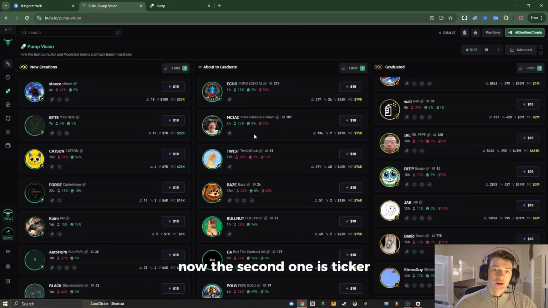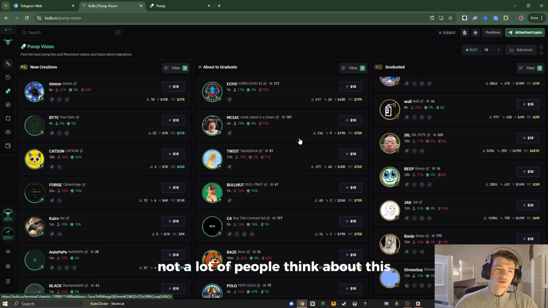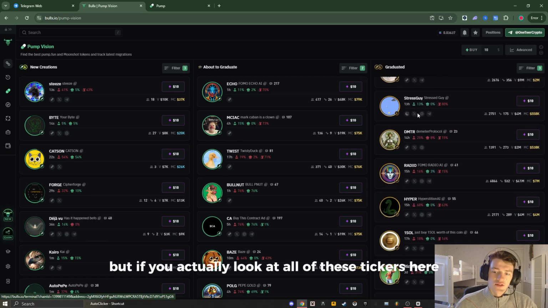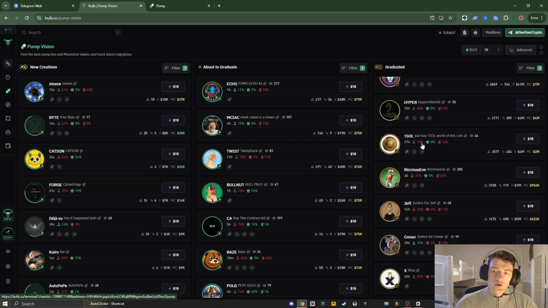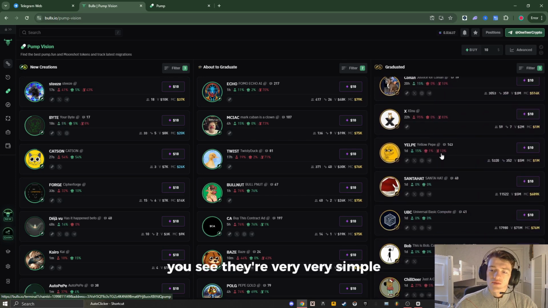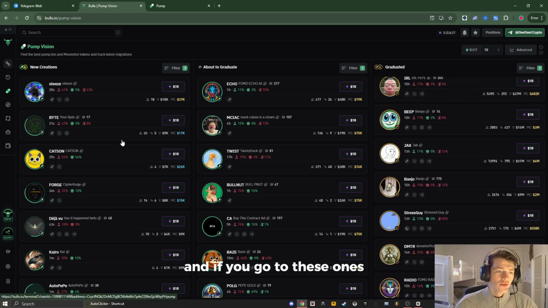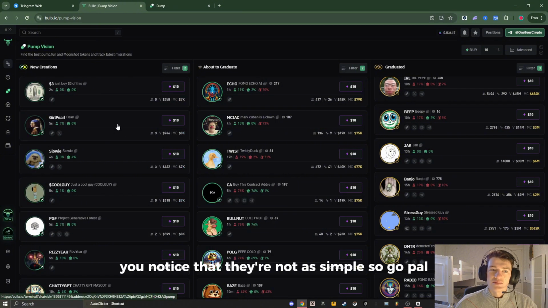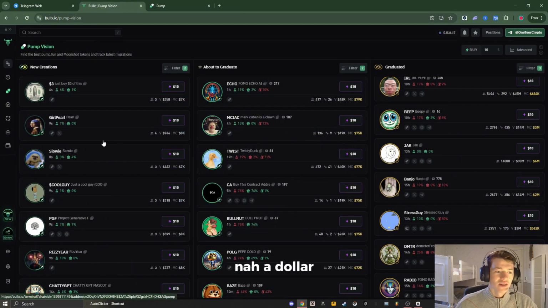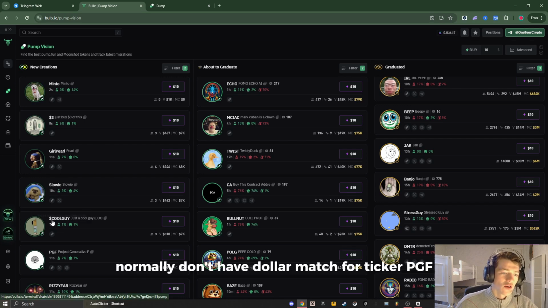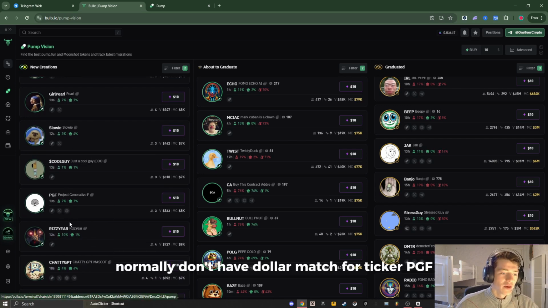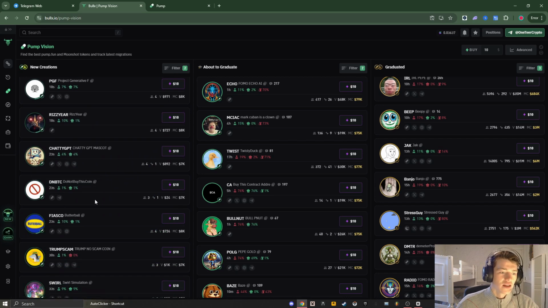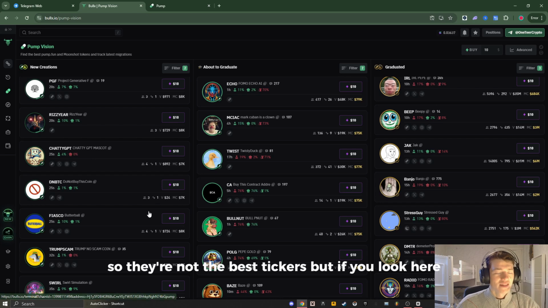Now, the second one is ticker. Not a lot of people think about this, but if you actually look at all of these tickers here, you see they're very, very simple. And if we go to these ones, the ones that are being launched right now, you'll notice that they're not as simple. So, Girl Pal, Dollar Cool Guy, normally you don't have dollar in the actual ticker. PGF Rizier, Chat TGPT, DNBTC. So, they're not the best tickers.